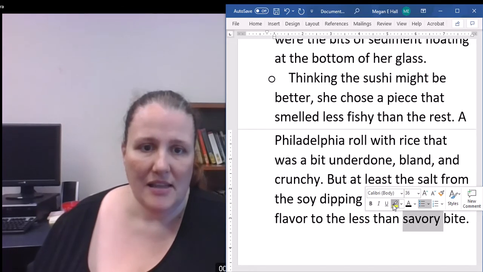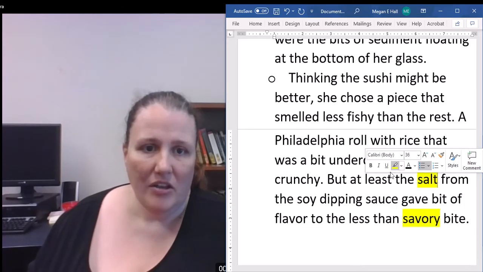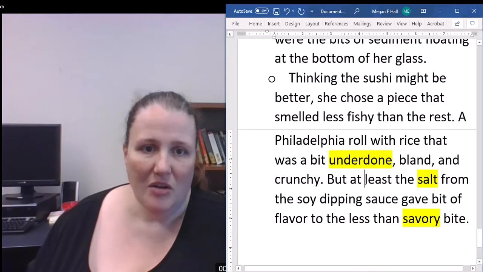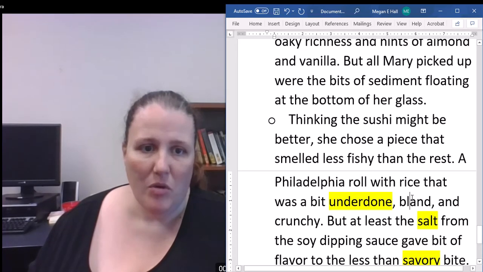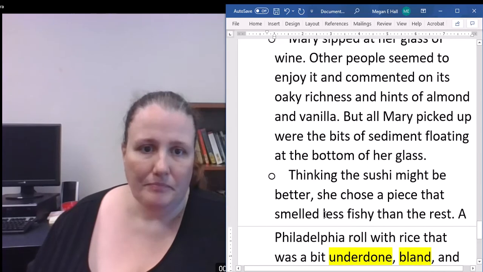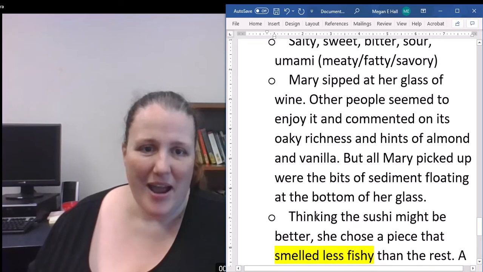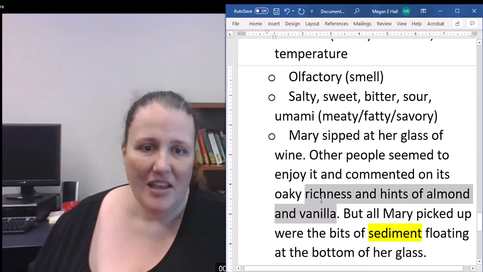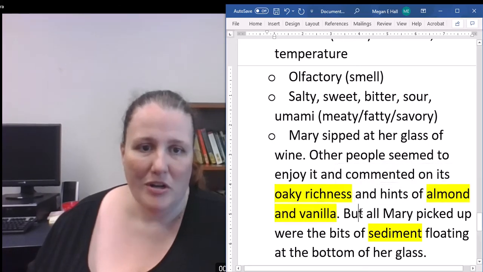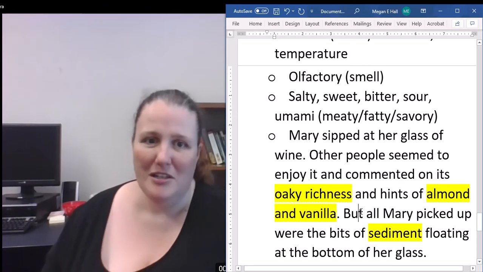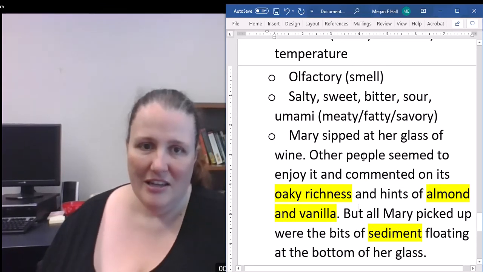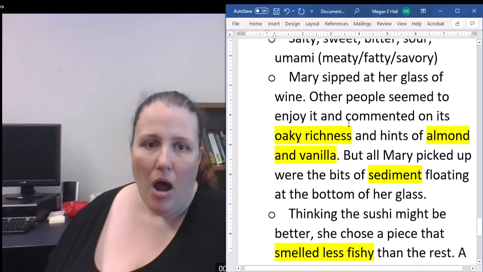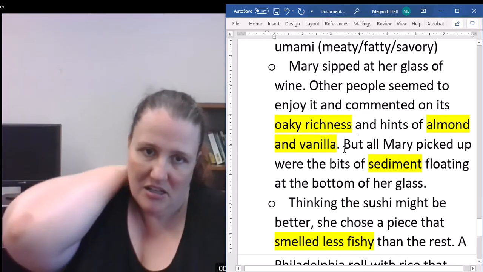So we've got savory, we've got a little bit of salt, we've got the rice being underdone, which is of course kind of a texture thing, right? We have bland. We have that it smelled less fishy. She doesn't like that. Mary's having a bad day. The bits of sediment are kind of a texture thing, right? The hints of almond and vanilla, oaky richness. Maybe it's been over-oaked, which can happen when wine is put into barrels. It tends to take on a little bit of the taste of the barrel. So those are the kind of details that you can think about.